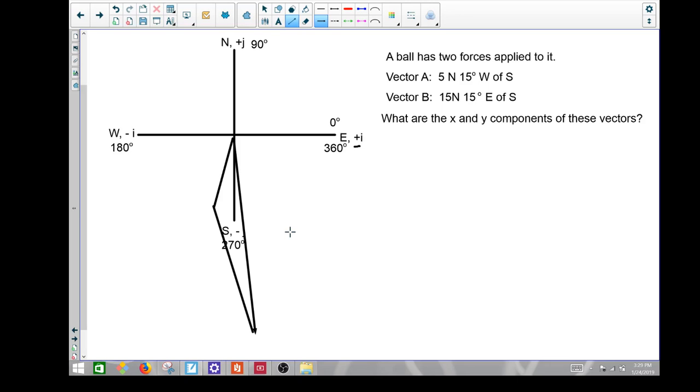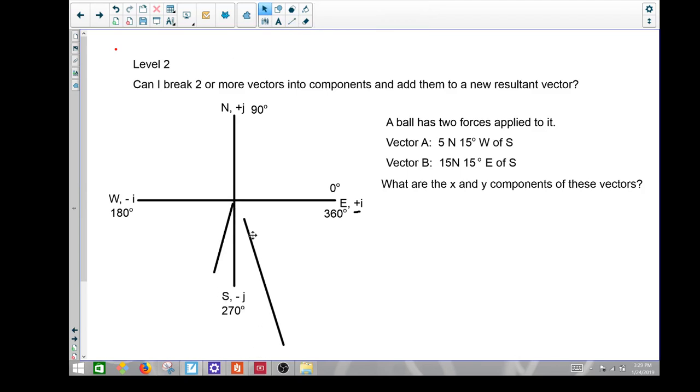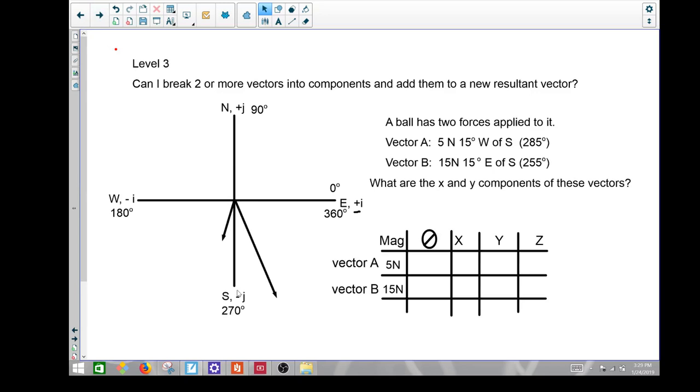Okay, so this problem is a level 2 problem, and it's level 2 because all it's simply asking me to do is break these things into components. So I am going to take each of these vectors and just use SOHCAHTOA and break them into their x and y components. To do that, I would just complete the triangles on here. It's on the next slide. First of all, I'm going to sketch them out so we know where they're going.